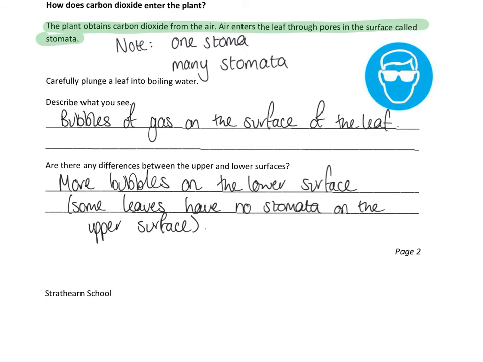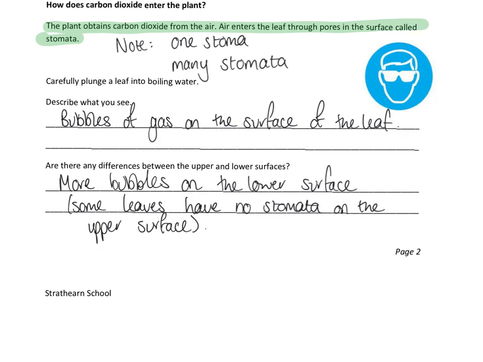So just to go back to page 2 before we finish up for this lesson, just to check that you've got the gaps filled in correctly, describe what you see. You should have said bubbles of gas on the surface of the leaf. And secondly, are there any differences between the upper and lower surfaces? You should have written that there are more bubbles on the lower surface and that some leaves have no stomata on the upper surface. Doesn't have to be word for word, but check that you have something along those lines for each of the gaps.